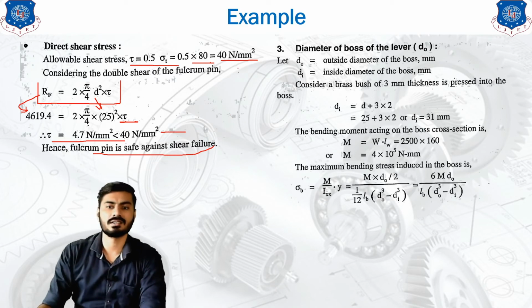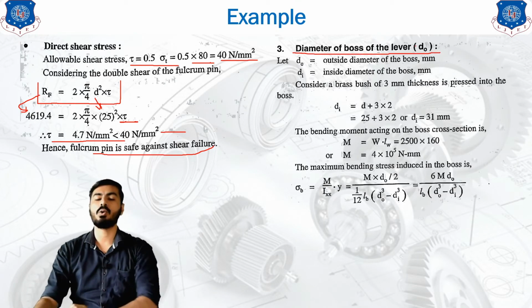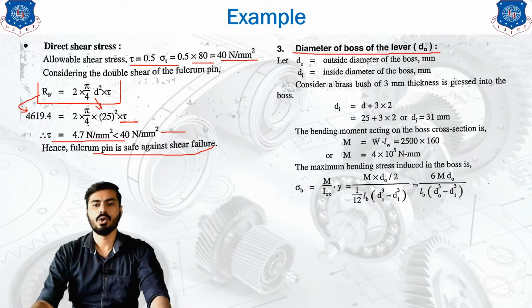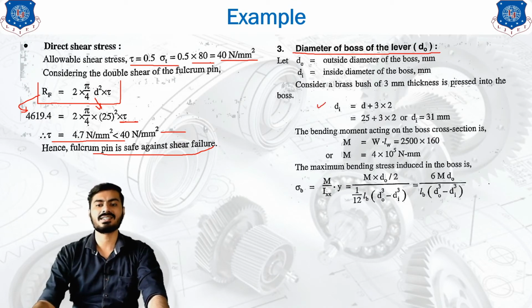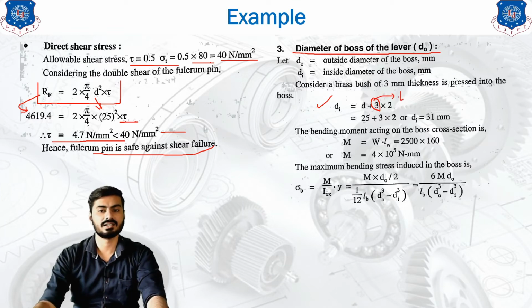So we will see another step of this example, that is the diameter of the boss of the lever, that is DO. The outside diameter is represented by DO. But first we need to calculate the inside diameter. So inside diameter, DI, is equal to D plus 2 times the thickness of the bush. Now the thickness of the bush is not provided in the given data, but we are going to assume that the thickness of the bush is 3 mm.